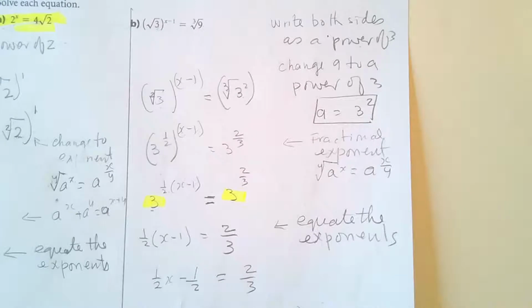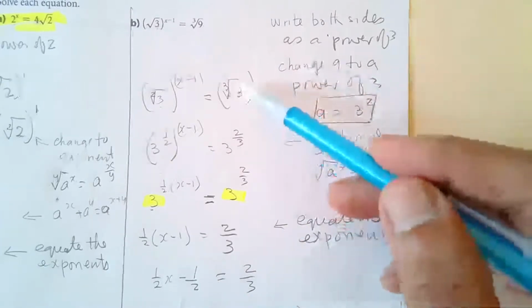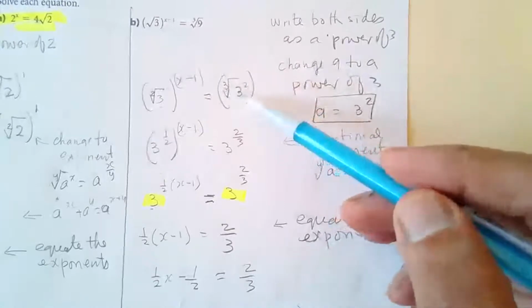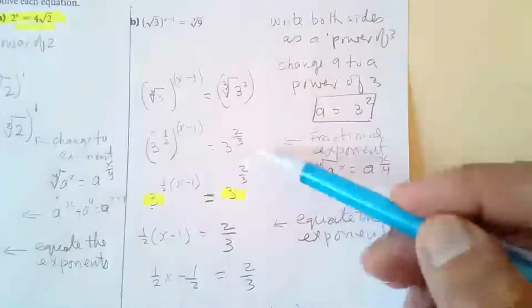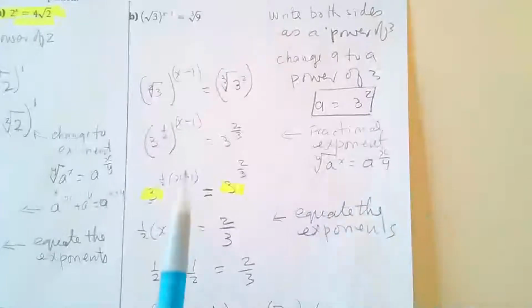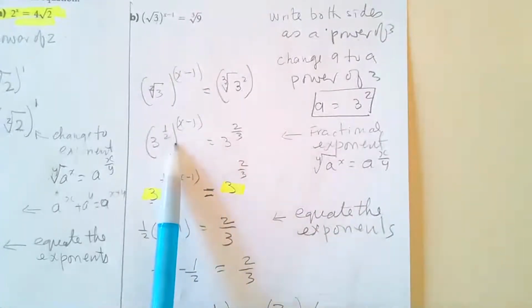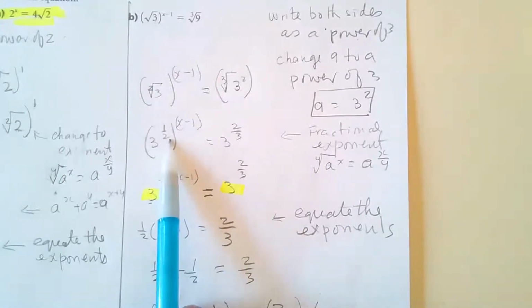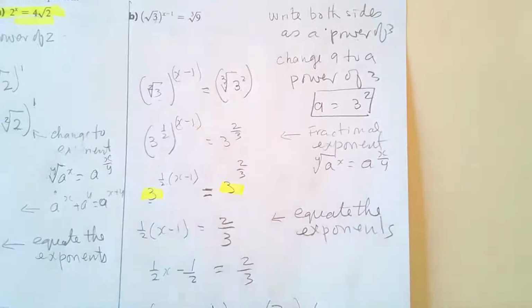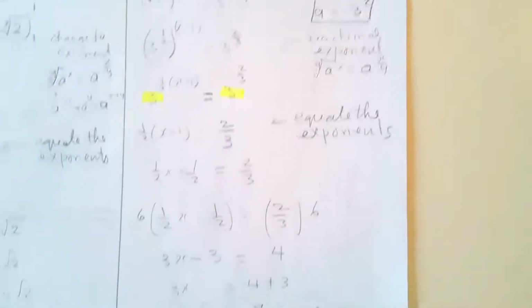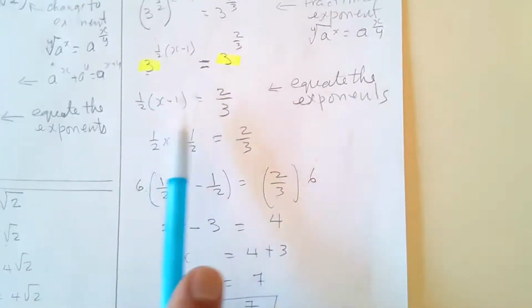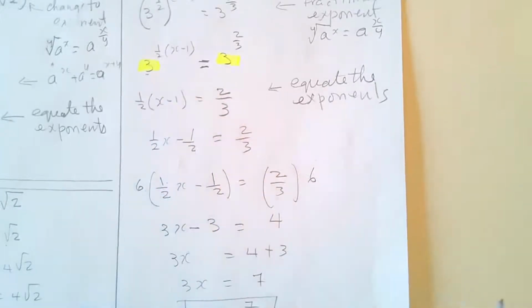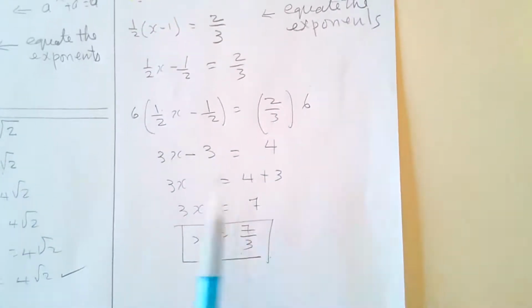Then we use the fraction exponent rule to change our root, cube root of 3 to the power 2, to 3 to an exponent. We also use our power rule to multiply 3 to the power x by the x minus 1. Once we have the bases the same, we equate the exponents and solve for x.